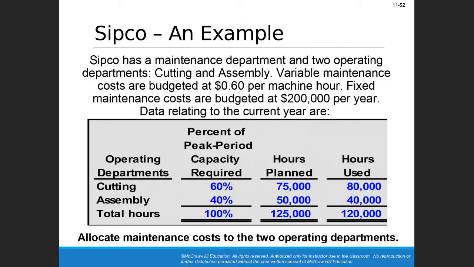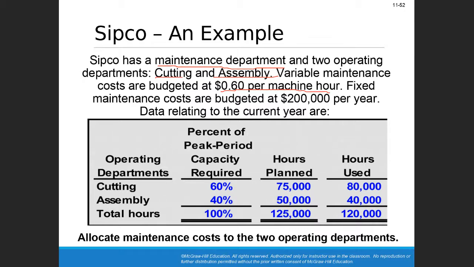So here is a maintenance department. These people repair machines, I guess. And there are two departments, cutting and assembly. Variable maintenance costs are 60 cents per machine hour. So they run machines in cutting and they run machines in assembly. The more you run the machines, the more they need fixing. They need maintenance: putting oil to keep them lubricated, dusting, taking apart and cleaning, stuff like that.